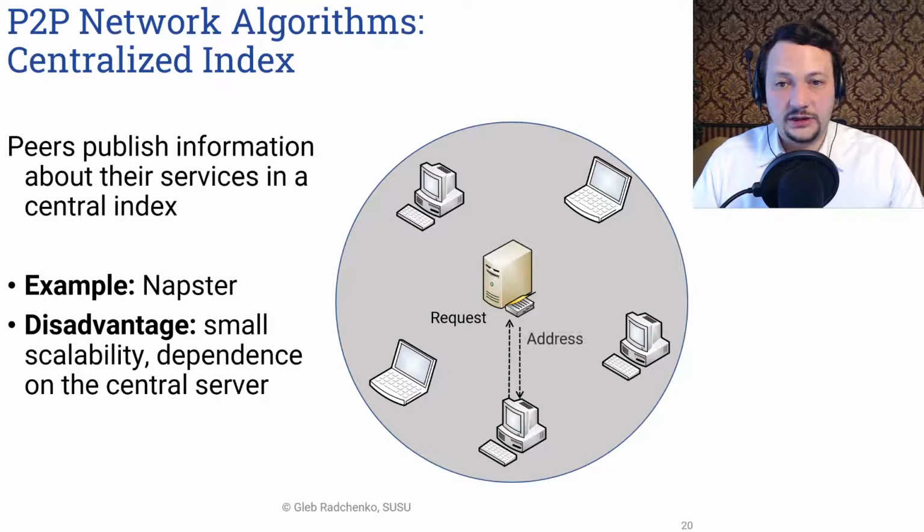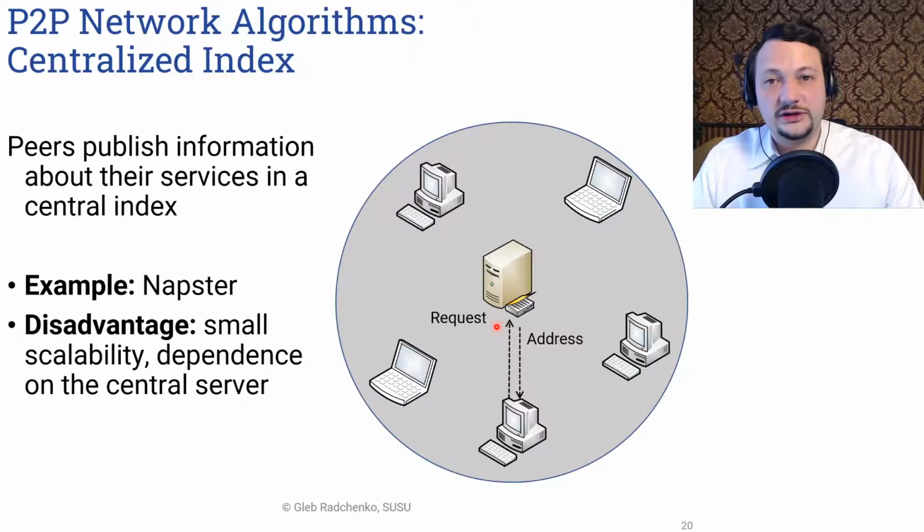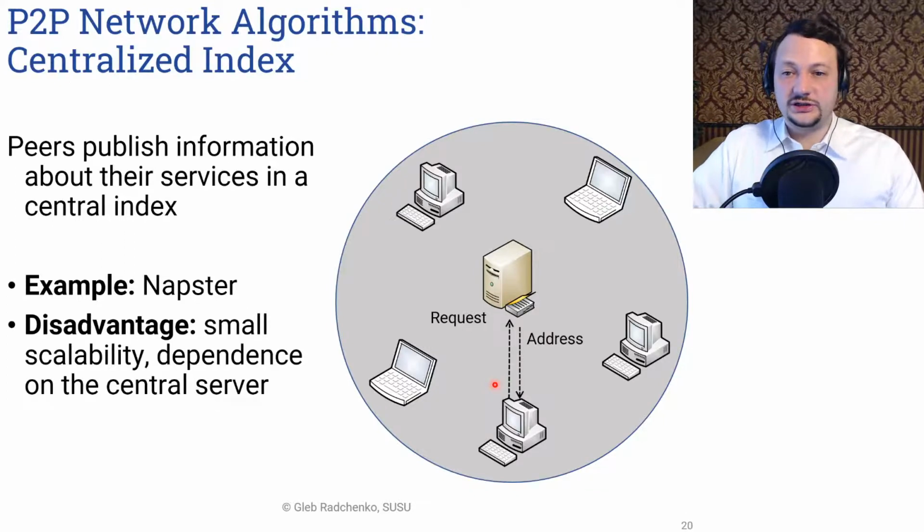And when some other node in the network wants to get some resources, it sends the request to the centralized index. Okay, I would like resources this and this and this. How can I find them? And the index would give back the address of the resources that it required. One of the examples of this approach is Skype.